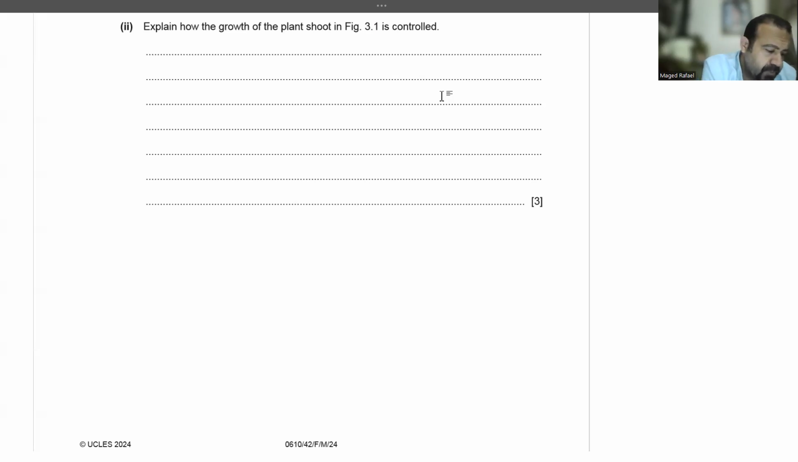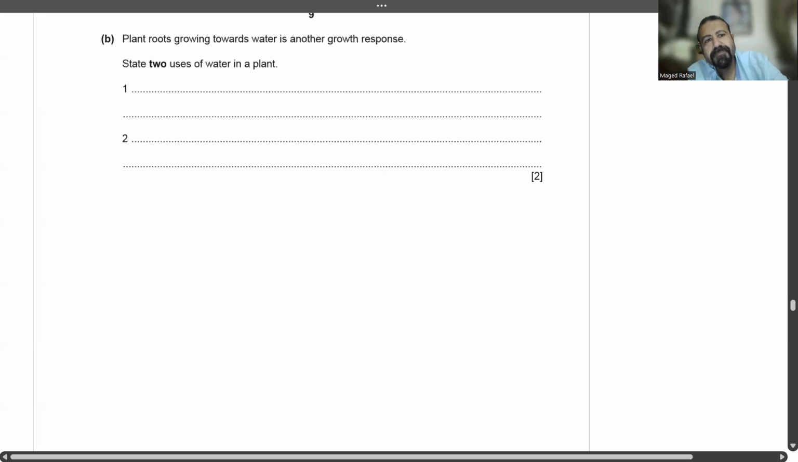There's no need to mention shaded area. We can say lower side, Malak, because we don't have light. You can say it accumulates on the lower side of the stem instead of saying shaded area. I already said from the start that I have no light. Okay? So I won't say shaded area, just so that we write correctly. Let's go to the next question.